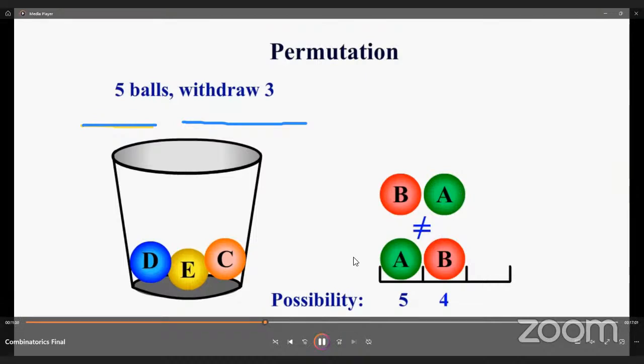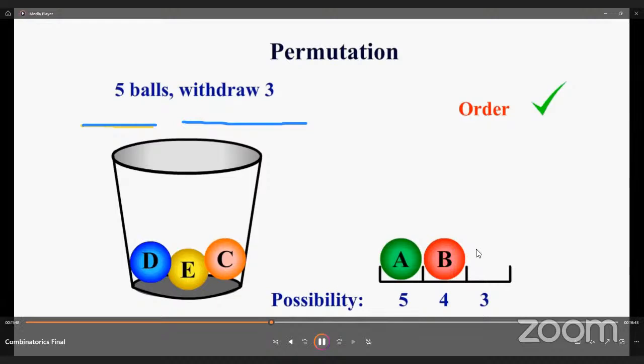So now the third ball. The order is important. The third ball, you cannot get A or B. So here there are 3 possibilities and repetition is not allowed. So there's no repetition. You cannot have A or B here. So no repetition. So then, for example, you have that E.